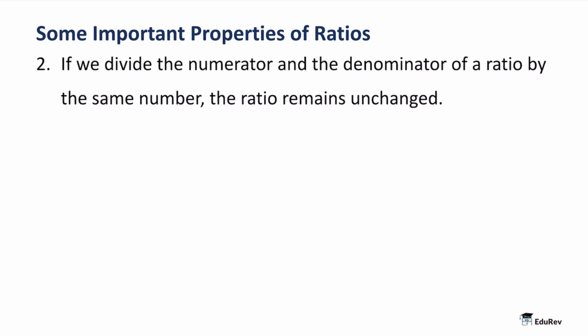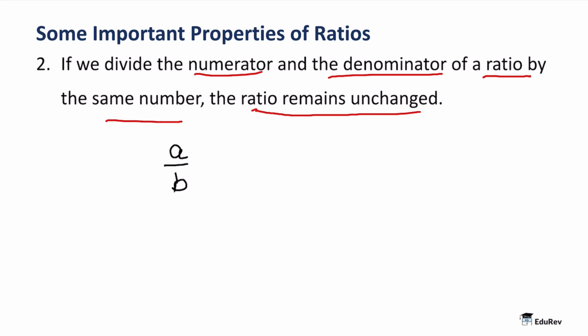Now let's look at the second property. It states that if we divide the numerator and the denominator of a ratio by the same number, once again the ratio remains unchanged. This time, instead of multiplying, we divide the numerator and denominator by the same number. If we have a ratio A by B and we divide both by a certain number, let's assume D, so A by D and B by D, then the ratio we get will once again be A by B.